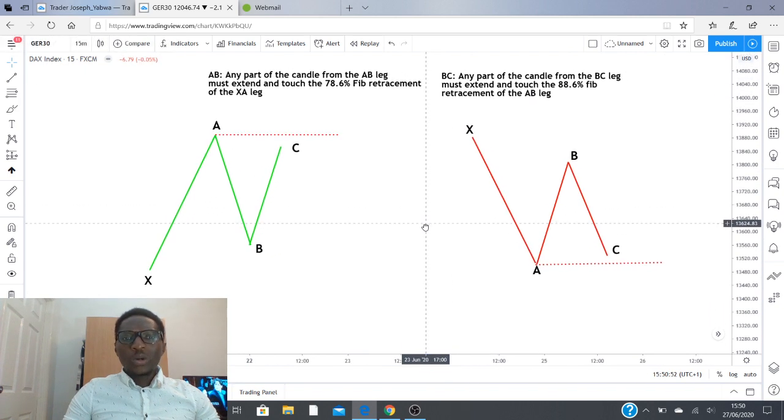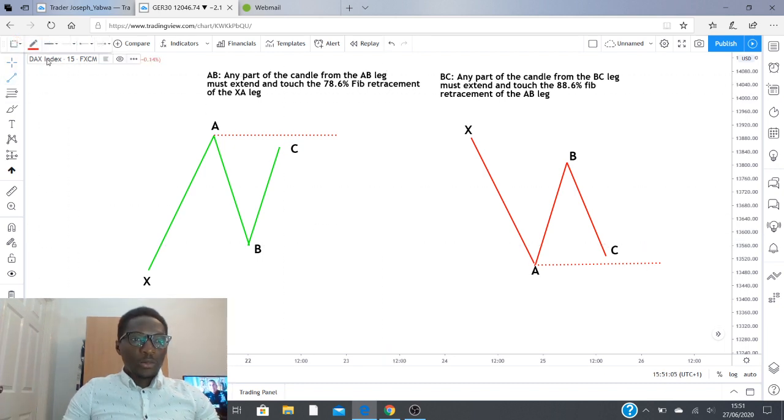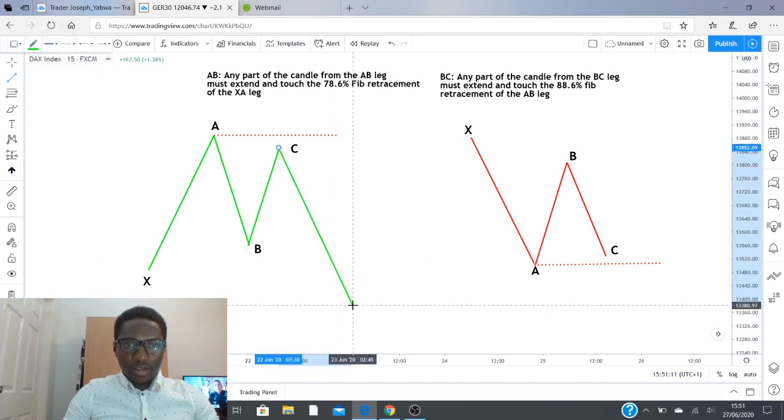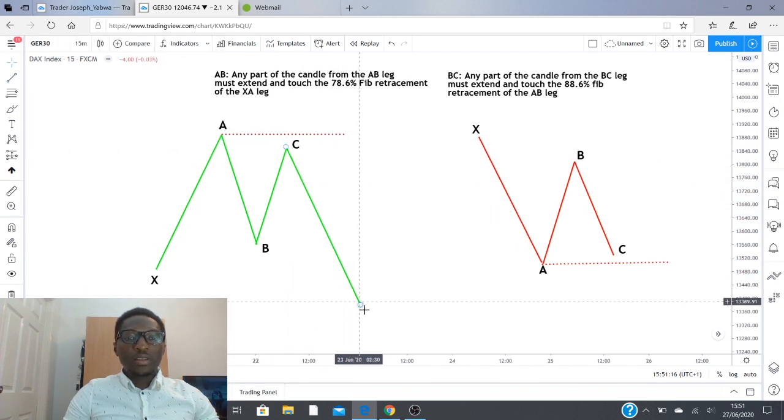So now we're almost complete. We're almost at the end of the advanced pattern. In order to find the most important point, which is the entry point of a butterfly pattern, this is how we get the entry point, which is known as D. So for the C to D leg of an advanced pattern, you're looking for the market. This is the rule for the D point. You're looking for the 127 extension of the X to A leg.